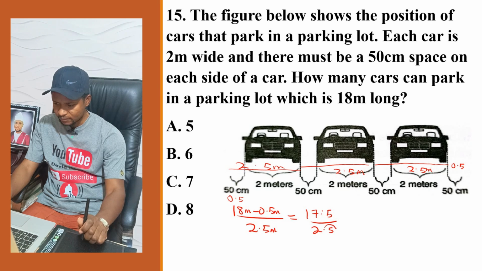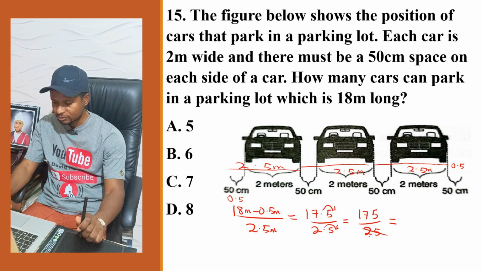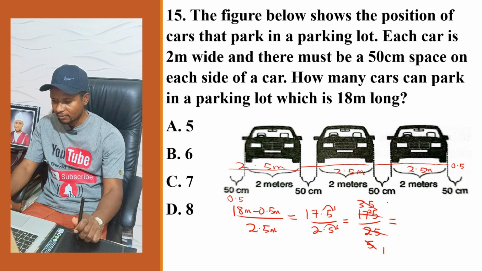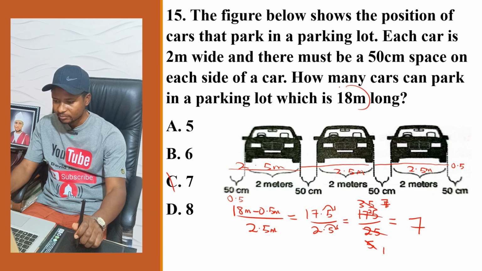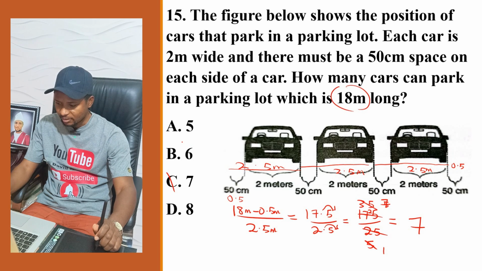Make it whole number, move the decimal forward, and that will turn to 175 over 25. Then you can just reduce. If you don't know 25 can go, you can use 5. 5 here you have 5. 5 and 7 you have 3, remainder 2, and 25. 5 here 1, 5 here 5. Sorry, 5 and 35 is 7. So our answer is 7. So 7 cars can be packed in this space that is 18 meter long.